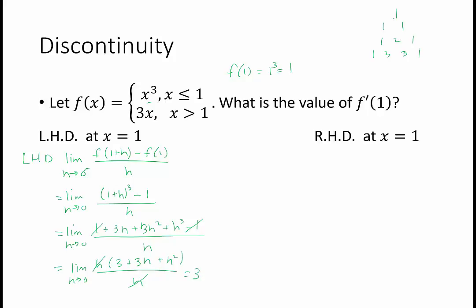What happens when I do the right-handed limit? The limit as h approaches 0 from the positive side. Well, I still have 1 plus h minus f of 1 all over h. I still end up saying that f of 1 is equal to 1. See if I can make this a little bit more clear.